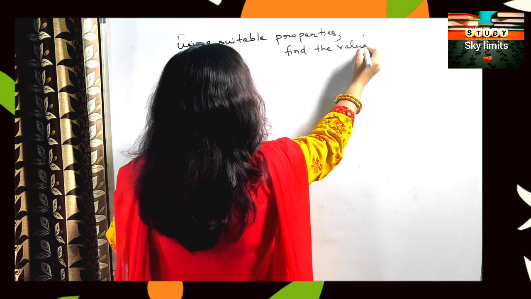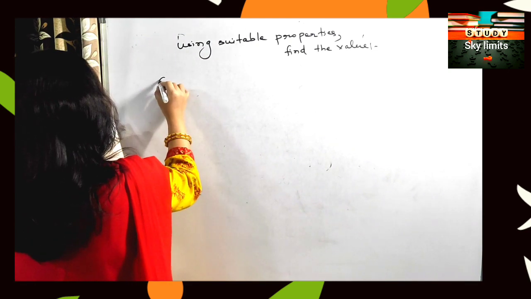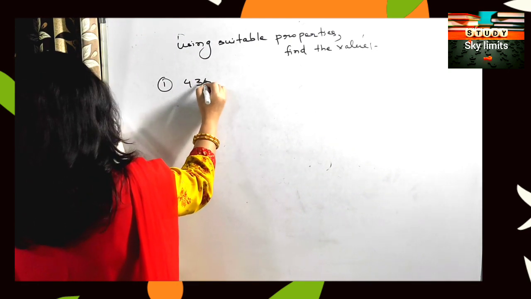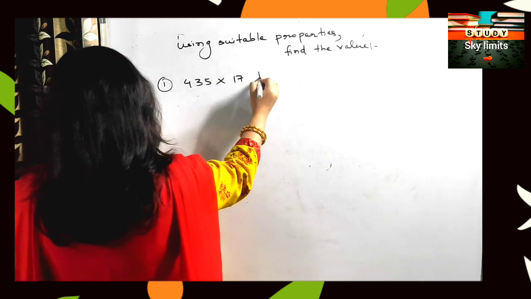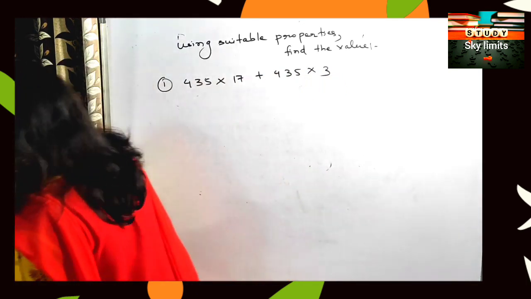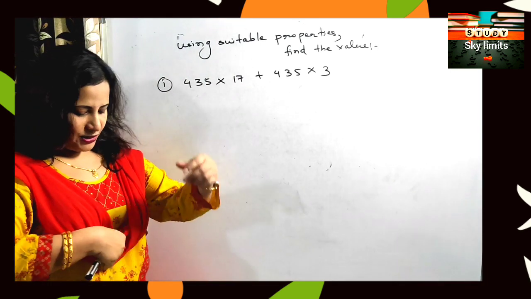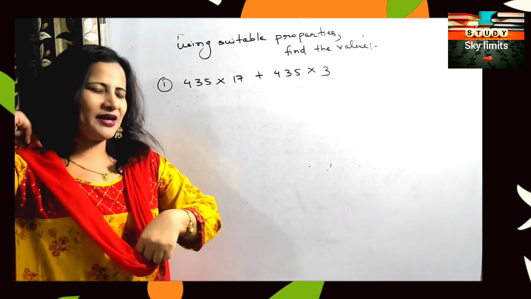Whatever properties you have read, make use of those properties and find the values. Okay. So let's come to the first question. 435 multiplied to 17 plus 435 multiplied to 3. Now this is very interesting as well as very important. Okay, very important. You have to understand this quite nicely. Okay. See here.